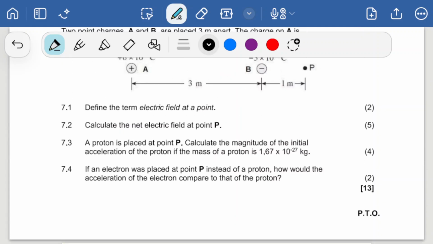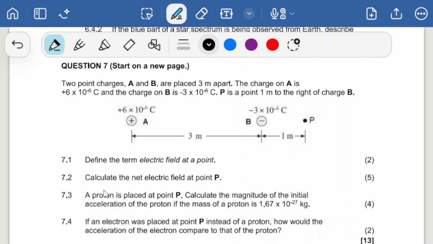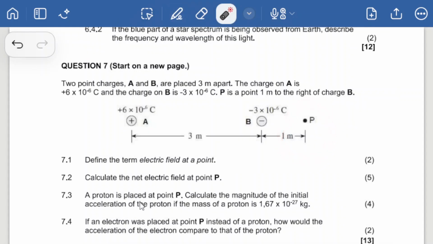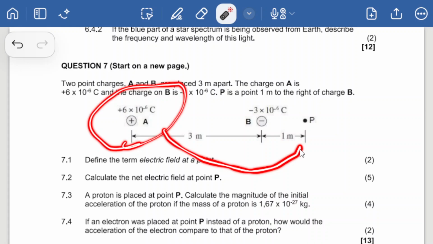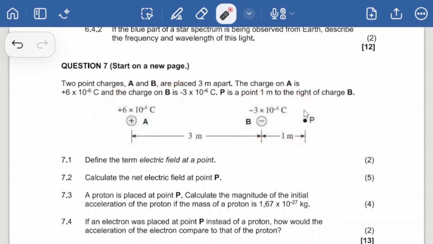Okay. All right. Now the second point, which is 7.2, they want us to calculate the net electric field at a point. So basically, we are going to focus on point P, which is this point over here, right? For us to calculate the net electric field on that point, it is going to be the electric field applied by charge A on P, and also the electric field applied by B on P. So that is the net electric field on P. Now we need to put that into an equation format.